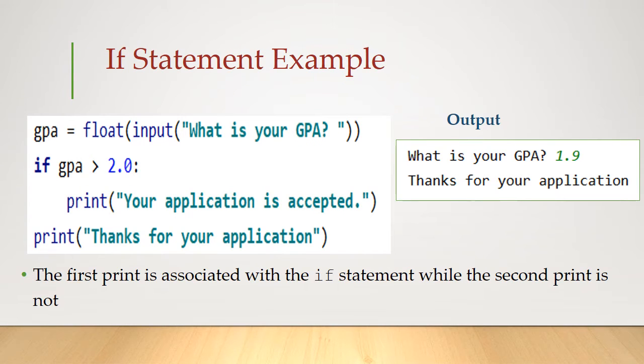Here we present another example of an if statement. In this example, we ask the user to enter their grade point average. We convert that input into a float and we store it in the variable GPA. Then we ask the question, if GPA is greater than 2.0, we print your application is accepted. Following that body, we have the print statement, thank you for your application. So the first print statement is associated with the if statement, and is only executed if the condition is true. The second print statement is always executed because it is not indented within the if statement.